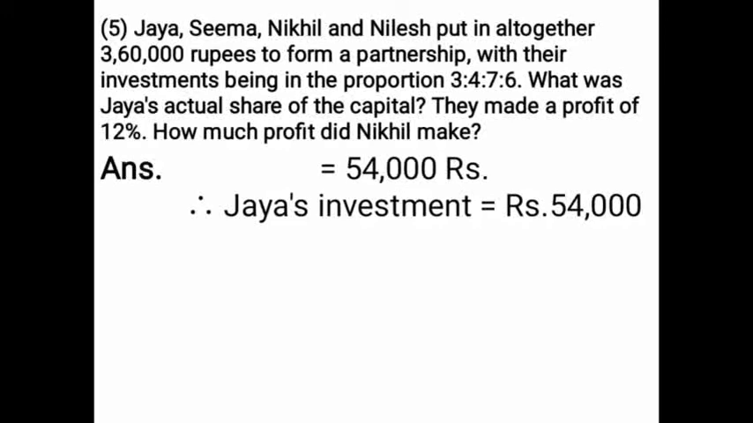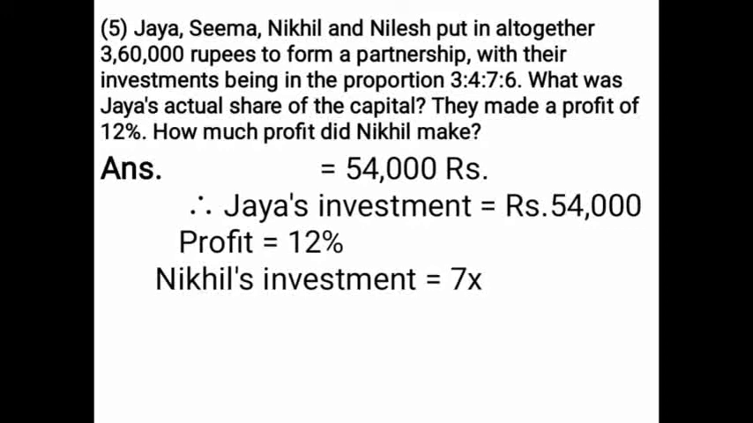Same question, you have to read the other sentence. They made a profit of 12%. All these four names made a profit of 12%. And finally, you have to find how much profit did Nikhil make. Before you find Nikhil's profit, you have to find Nikhil's investment and then you have to find Nikhil's profit. Statement you have to write: profit percent is equal to 12%. Nikhil's investment, I have taken as 7x because the third name is Nikhil and you have to take the third number from the ratio.